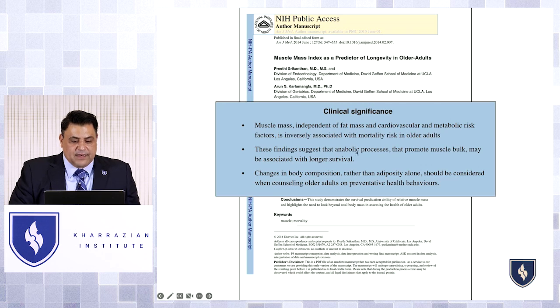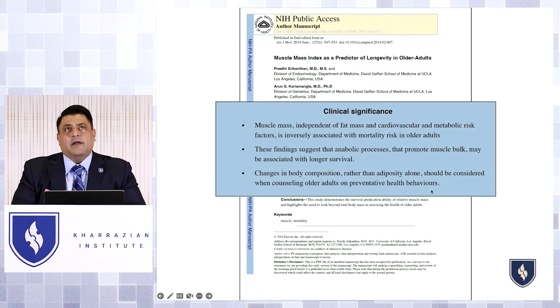These findings suggest that anabolic processes that promote muscle bulk may be associated with longer survival. You cannot have muscles and have muscle mass unless you're in an anabolic state. Changes in body composition rather than adiposity alone should be considered with counseling older adults and preventive health behaviors. Now, when you look at muscle mass, when people are elderly, it becomes a big issue.